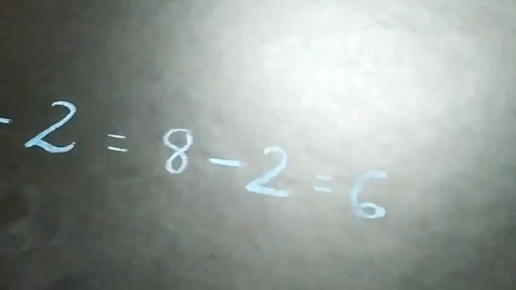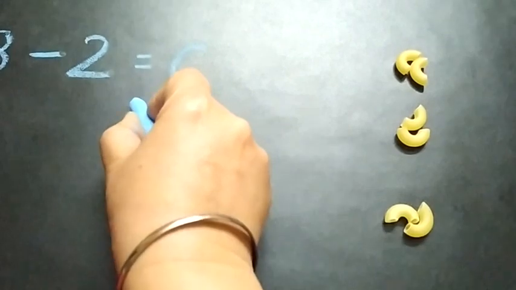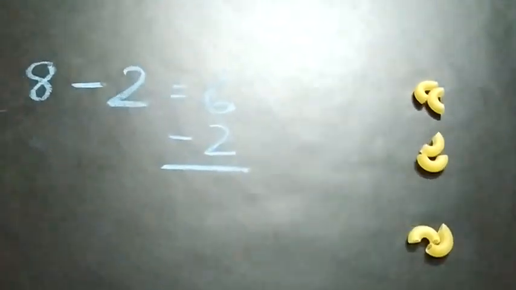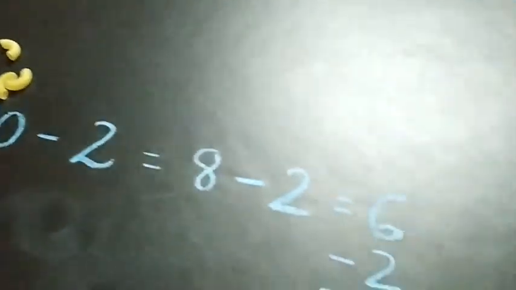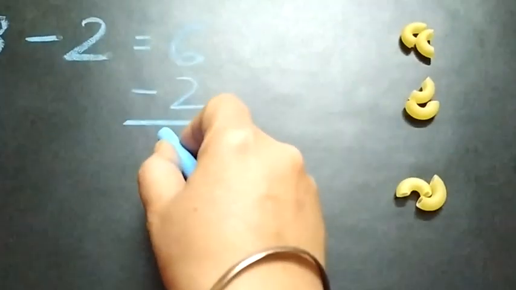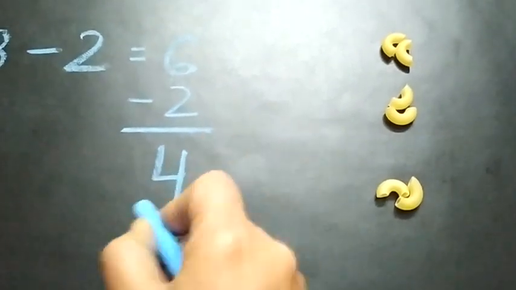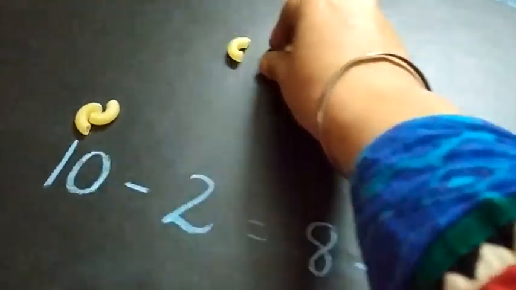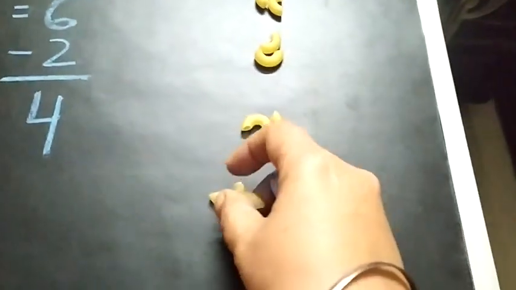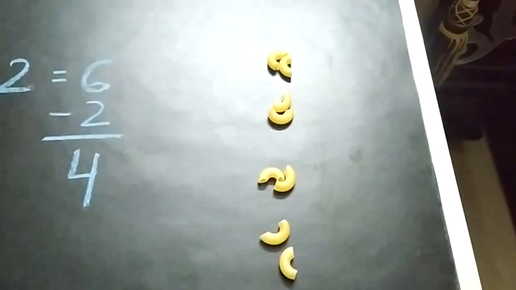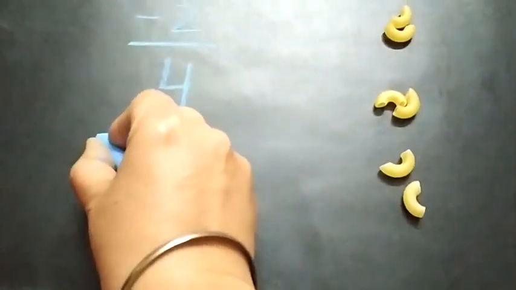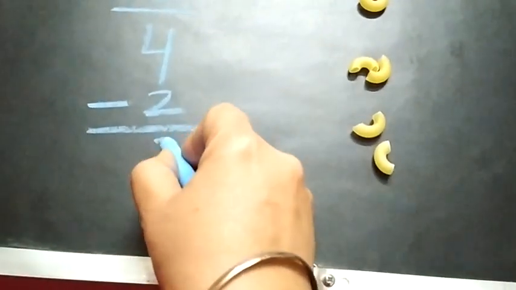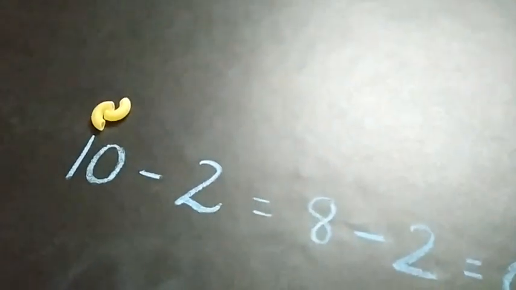Now you have given 2 more candies to your next friend, friend number 3. Earlier you had 6. How many are left with you? Look here. 4. So 6 minus 2 is 4. You are left with 4 candies. Now again you will give 2 more candies to your fourth friend. Now you have given 2 more, so we'll subtract 2, and what will you get? 2. See, you have 2 candies with you.